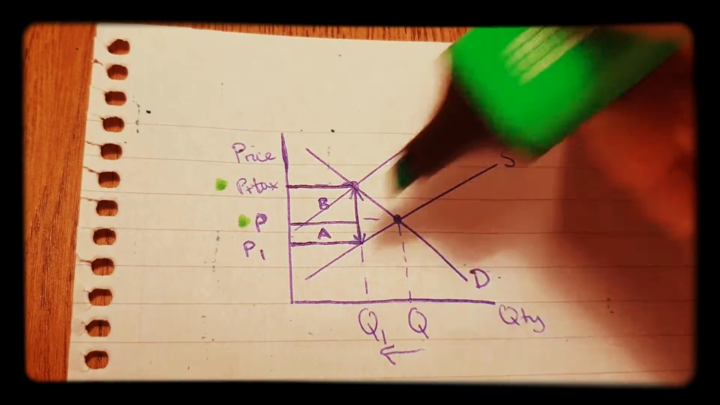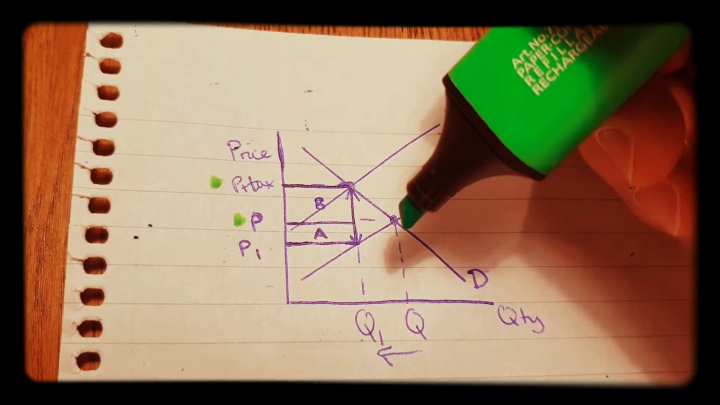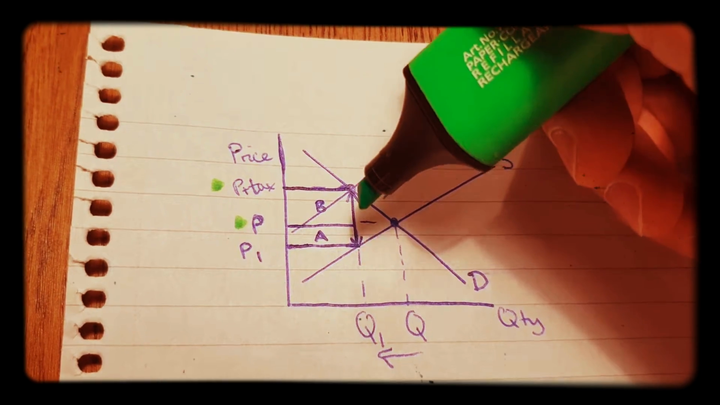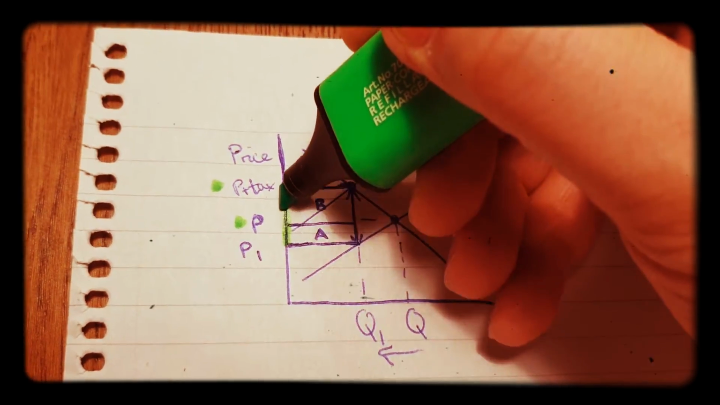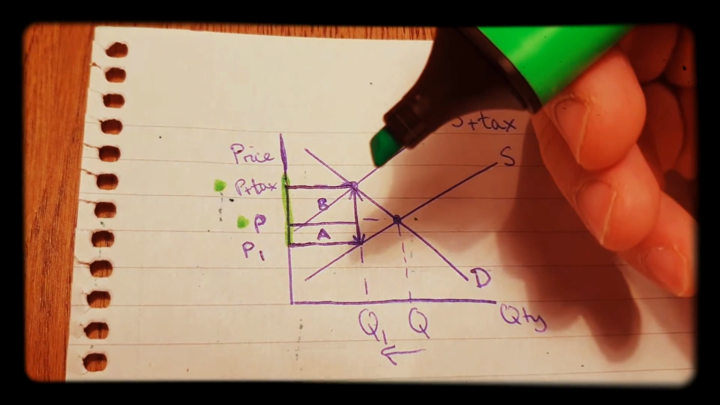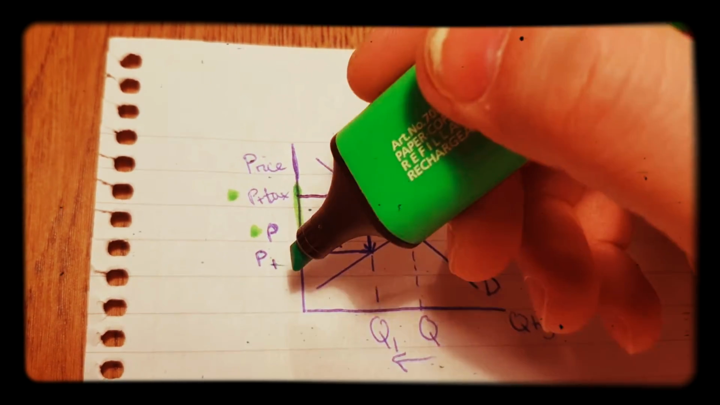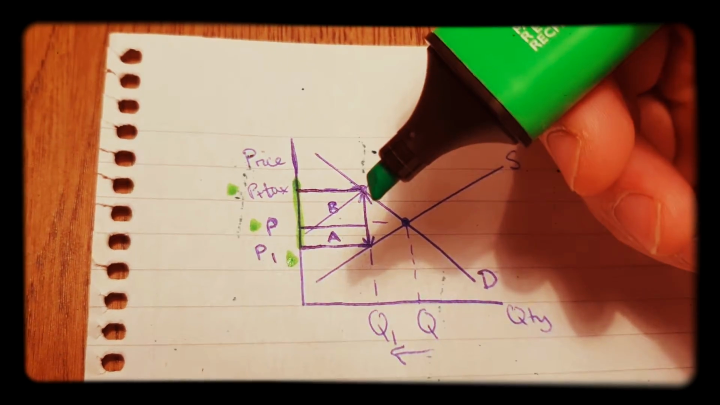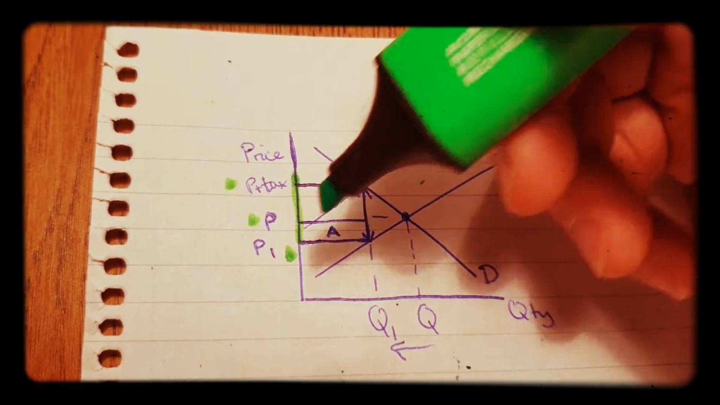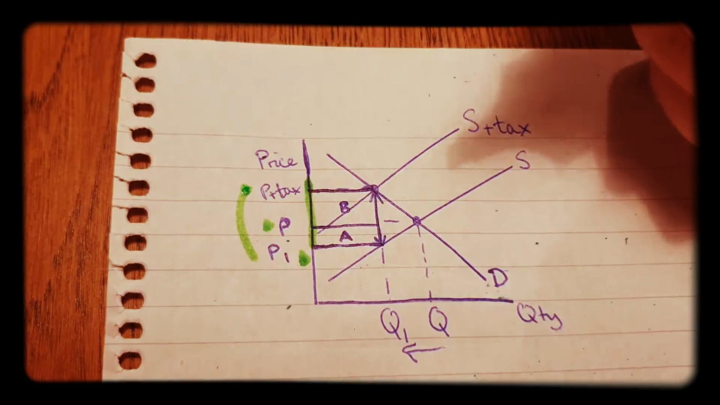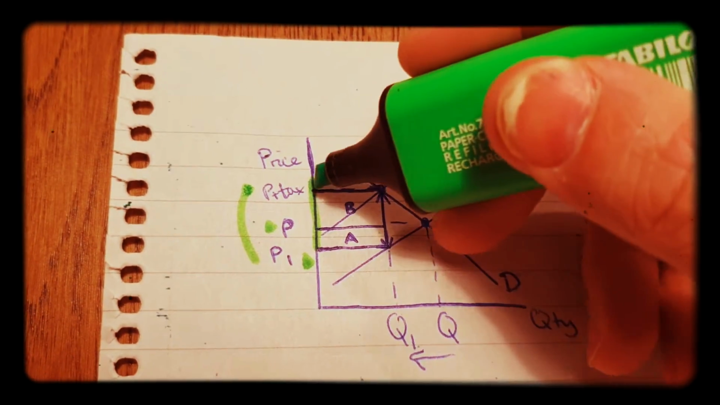If you draw a line between the supply curves, you'll work out what the tax is per unit, and that's this line here, from P1 all the way up to P plus tax. P1 is what the producer receives for the good in terms of revenue, and the rest of it gets paid to the government.